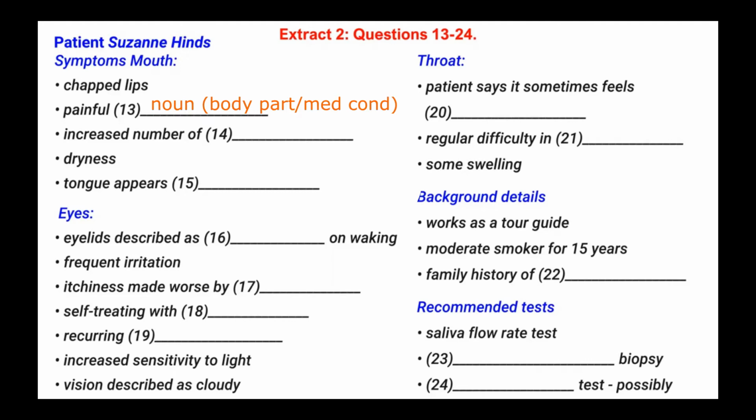This shows us that the answer to number 14 will be a noun. It could be a medical condition, or it will be a medical condition because the words increased number don't apply to body parts. Number 15, tongue appears blank. The answer to this will be an adjective because we are talking about how the tongue appears, which is a description of what the tongue looks like. And an adjective is what we use to describe nouns. Let's listen to the conversation.